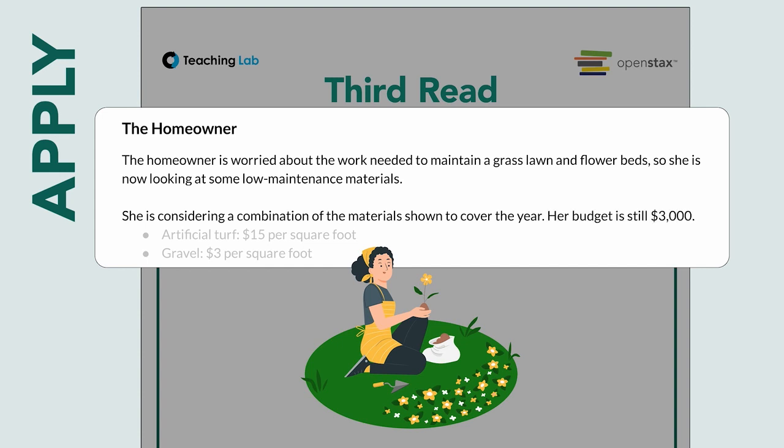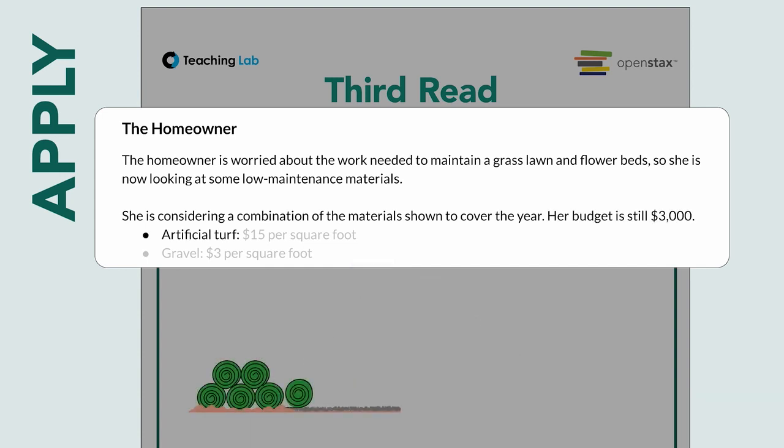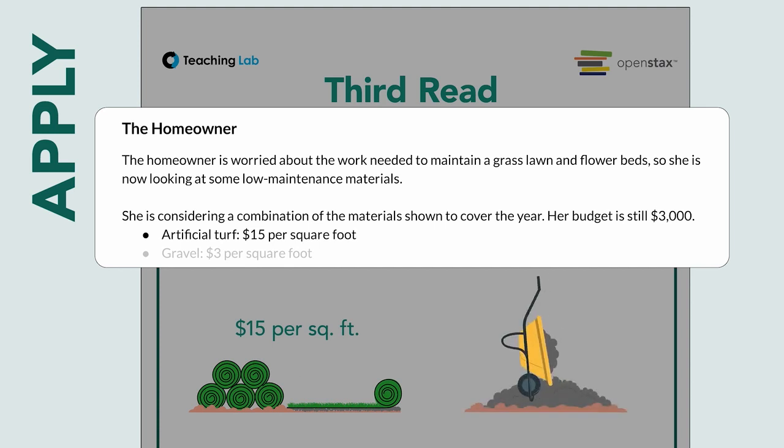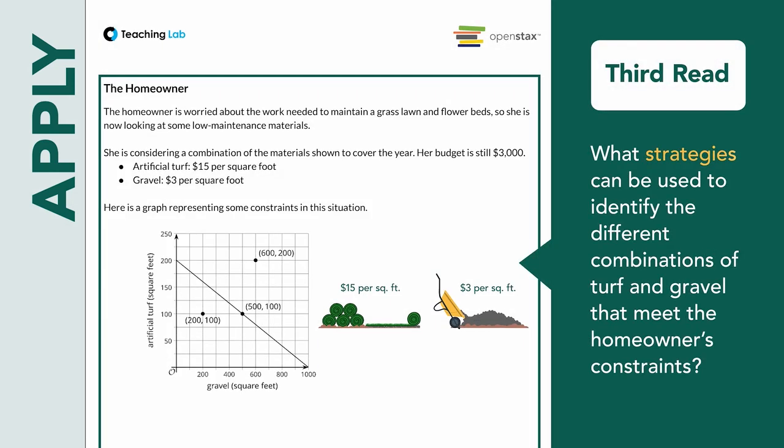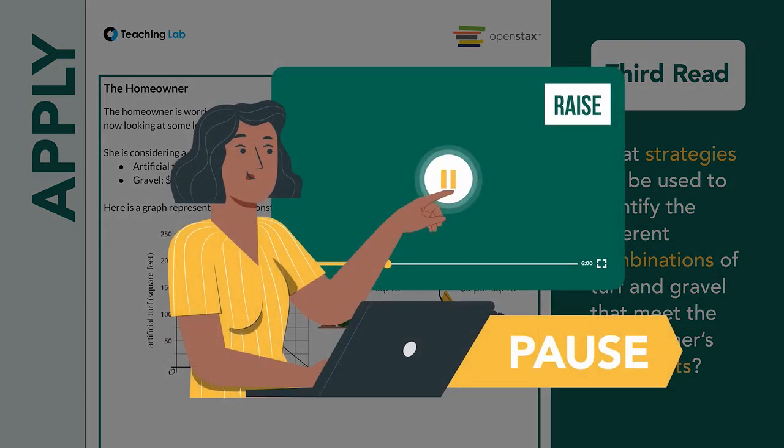Her budget is still $3,000. Artificial turf, $15 per square foot. Gravel, $3 per square foot. What strategies can be used to identify the different combinations of turf and gravel that meets the homeowner's constraints? Pause the video and write your thoughts down in your note catcher.